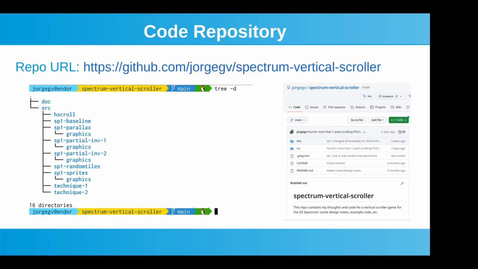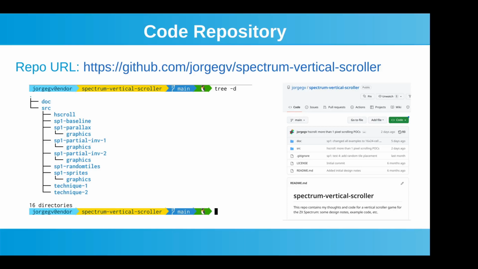So for the examples of this video, I have set up a GitHub repository. The URL is the one that you can see on the screen, and it is organized in an easy way so that you can search for any of the examples that we are going to use later.